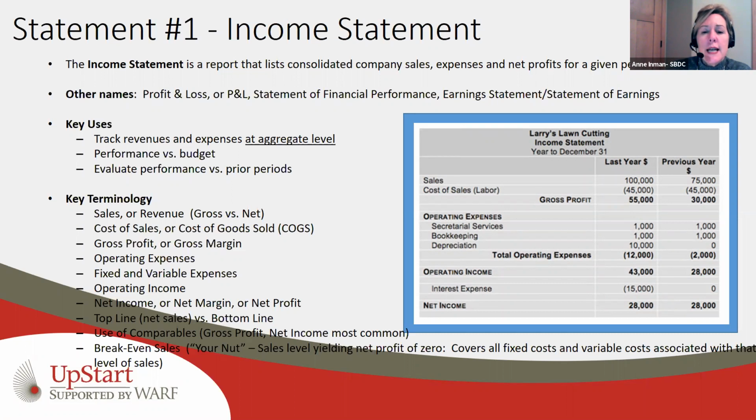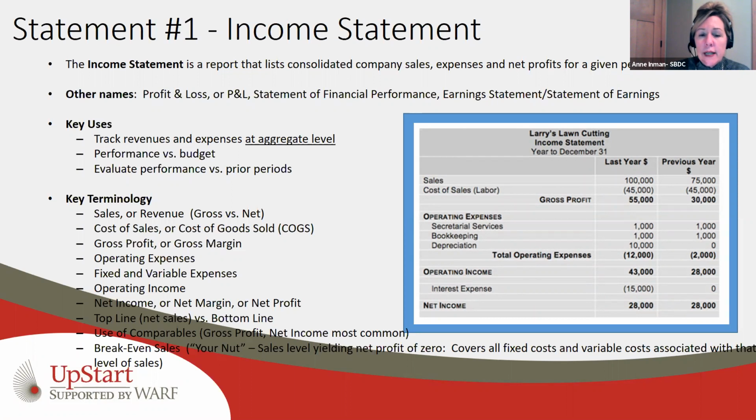Gross profit is the next line moving down here, and this is simply sales minus cost of goods sold. So this is a standard term that you're going to hear a lot, like, well, what's the gross profit for your business? That's what we're talking about here. You may also hear this referred to as the gross margin.